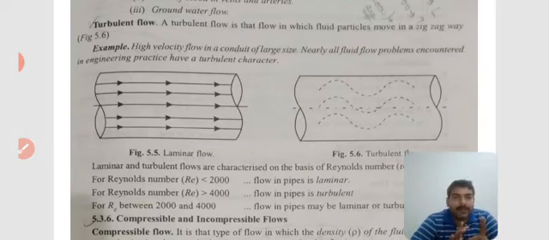But one type of flow occurs in the condition when the flow goes from laminar to turbulent. Therefore, the transition point converting laminar to turbulent flow is called transitional flow, okay. This is a mixture of both: some parts are like laminar, some parts are like turbulent flow, okay.